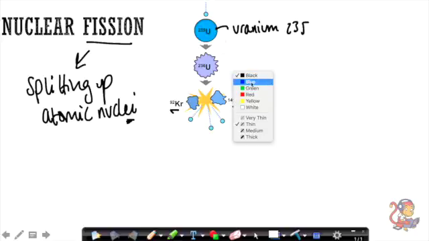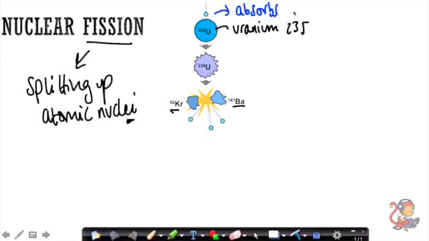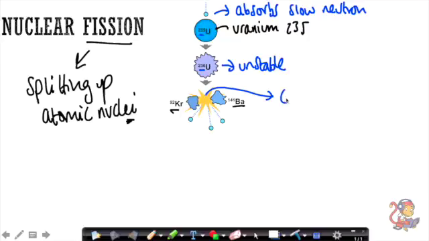And to do that, first of all, it absorbs a slow-moving neutron. And when it absorbs that neutron, obviously its mass number is going to increase by 1, so it goes from uranium-235 to uranium-236. This becomes really unstable, and then it will split. Okay, you'll get that fission happening. And when that fission happens, you get two smaller elements. So for example here, 92 for krypton and 141 for barium. And you get loads of energy released as well, which is really important.